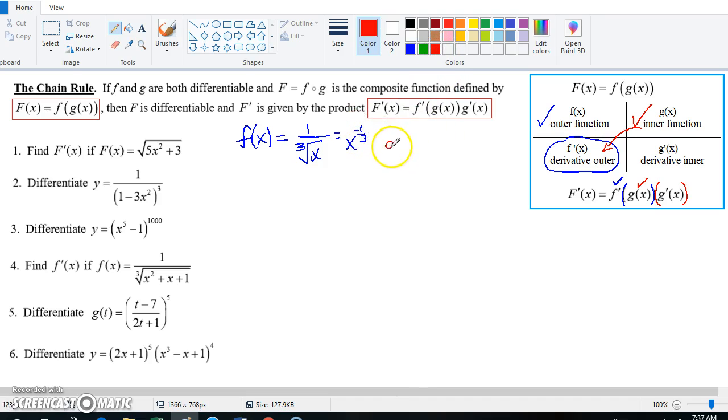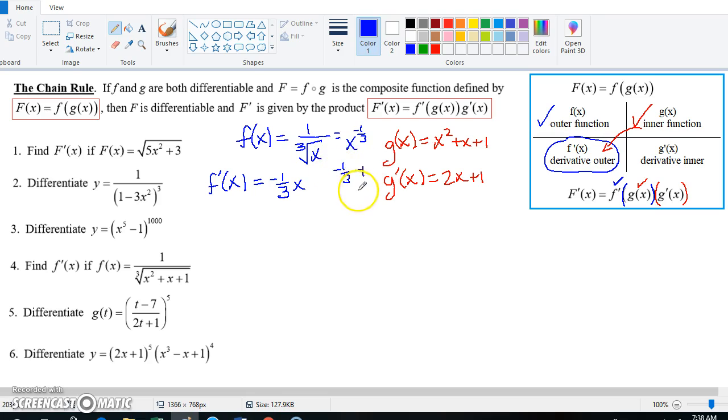Our g of x, the inner function, is x squared plus x plus 1. Take the derivative of the inner function, we get 2x plus 1. The derivative f prime of x will be negative 1/3 x to the, what is negative 1/3 minus 1? Negative 4/3. I'm going to write that as negative 1 over 3, and you can either leave it as x to the 4/3, or you could write it as a cube root of x to the 4th. Probably just as easy to leave it as the rational exponent.